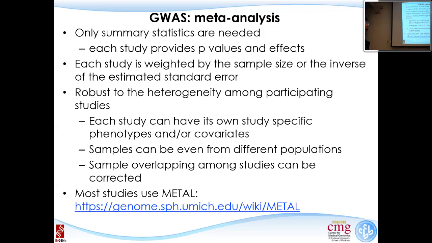And then you can do trans-ancestral analysis, putting data from African-American and European studies together, to find signals caused by the same disease gene or genetic variant. And this sample overlapping is actually a very serious problem if your disease is rare, with not many people carrying it.